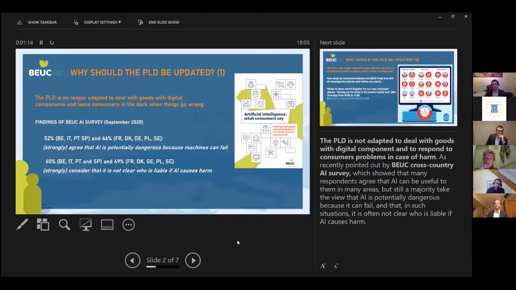The first one relates to new technologies. For example, we have conducted surveys with our members in different countries. And it was quite remarkable that most consumers do not have any clue about who will be responsible in case of damages caused by an artificial intelligence system. And likewise, there are, of course, concerns about the eventual harms that these new technologies can cause to consumers and their property.